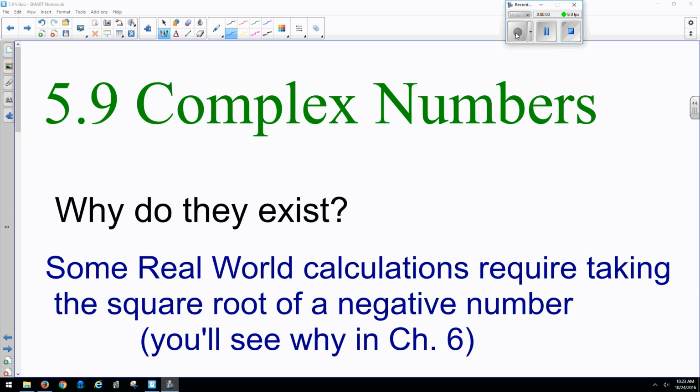Congratulations, you have made it to the very last topic in this chapter, which is complex numbers. Complex numbers deals with numbers that you've never seen before. They're called imaginary numbers, and we're going to get to that in a minute. But first of all, here's some questions that come up during this part of this chapter.